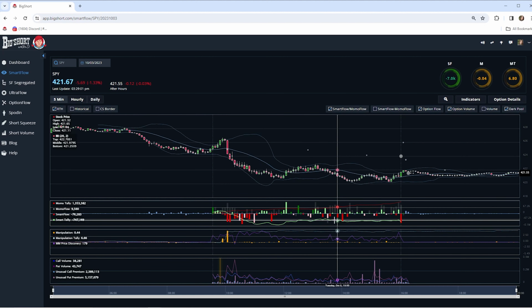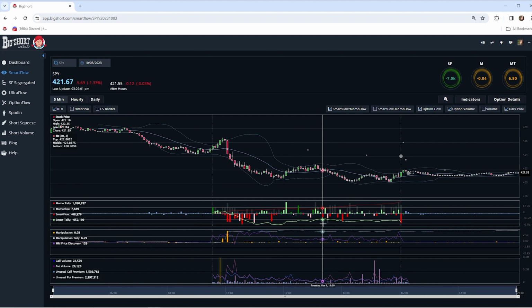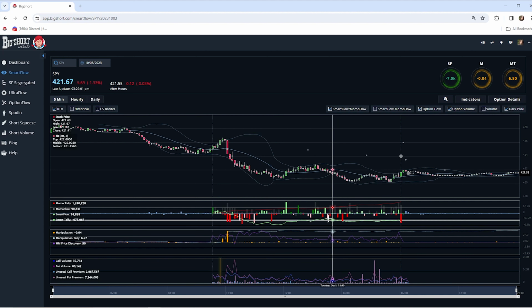So later in the day, as we can see, we see multiple dark red smart flow bars. And the smart flow tally line is also starting to move down. Now this might tempt me into entering short around here, although I'm not sure because I tend to avoid entering any trades, especially going towards the last hour of the day.